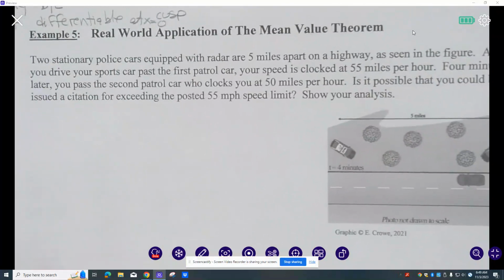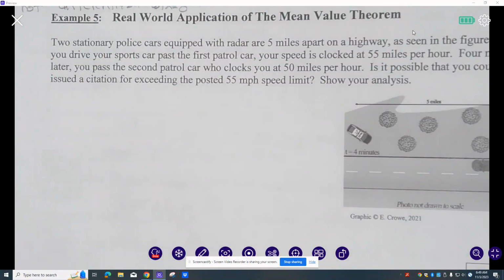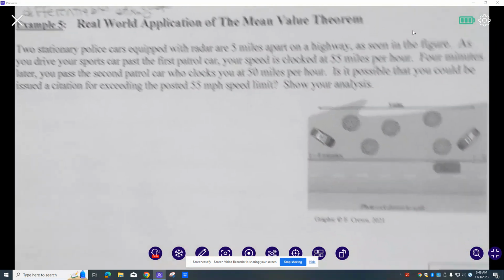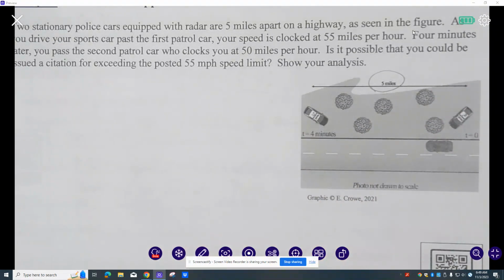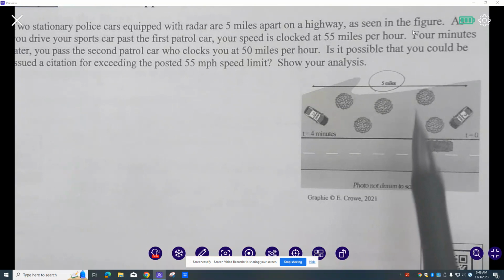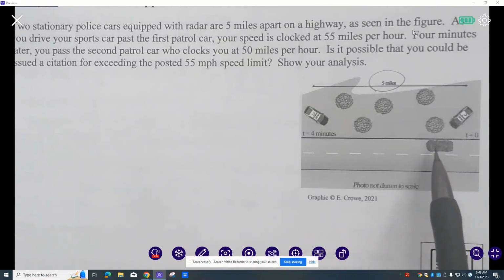Okay, one more real-world application of the mean value theorem. So this one might be actually more writing than math, but I guess that's okay. Two stationary police cars equipped with radar are 5 miles apart. Everything's kind of in the drawing here. So here's your 5 miles apart. As you drive your sports car, that's kind of a hint, as you drive your sports car past the first patrol car, your speed is 55 miles an hour. So that'd be right here.